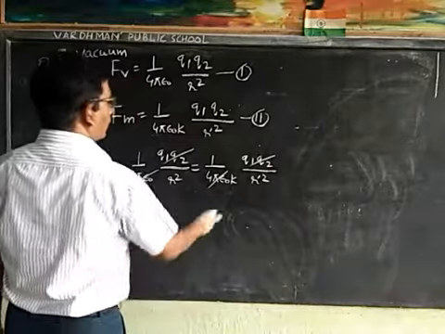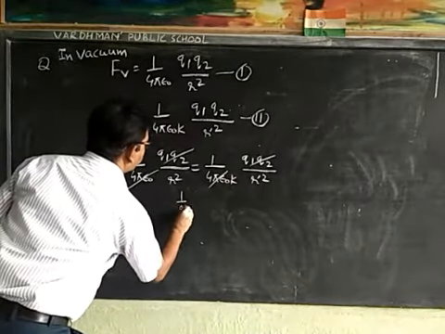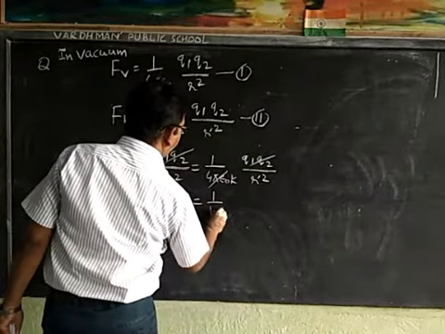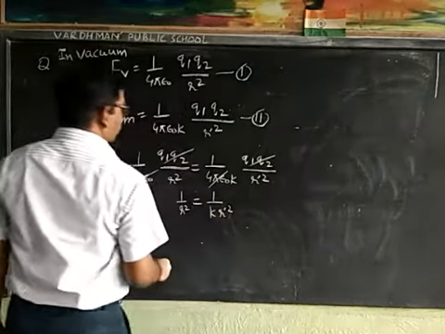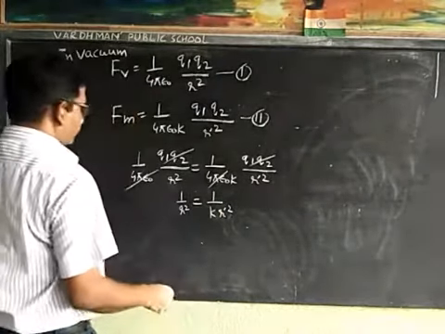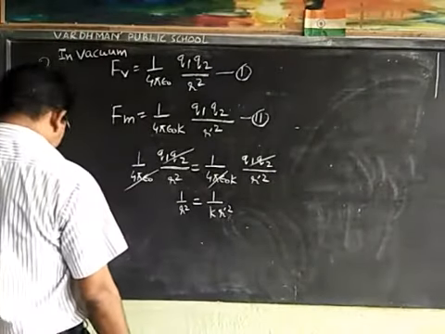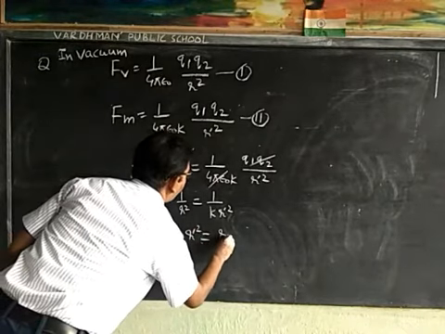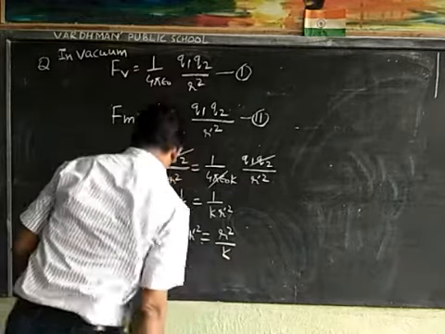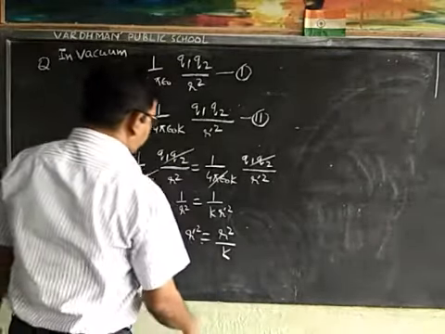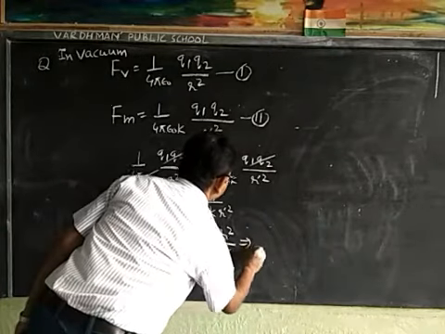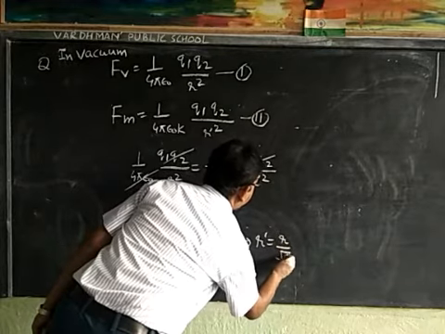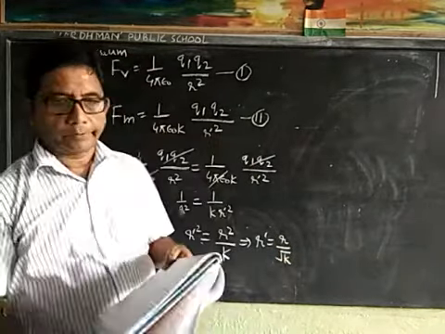Now 1 upon R square is equal to 1 upon K R dash square. Then you have to find R dash square, which is equal to R square upon K. From here R dash is equal to R upon under root K. Thank you.